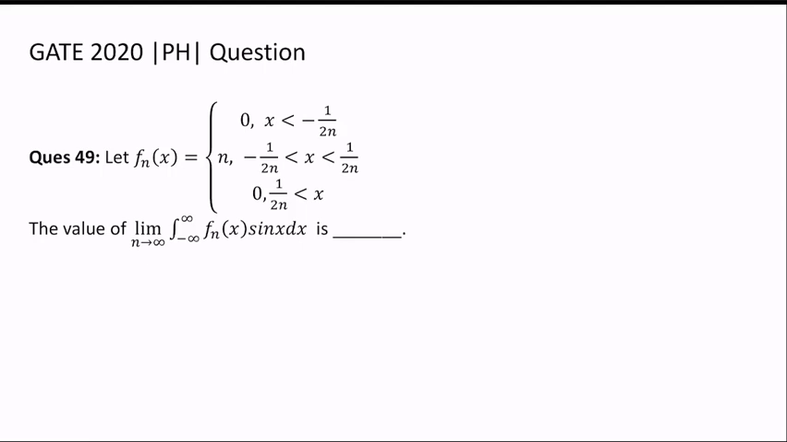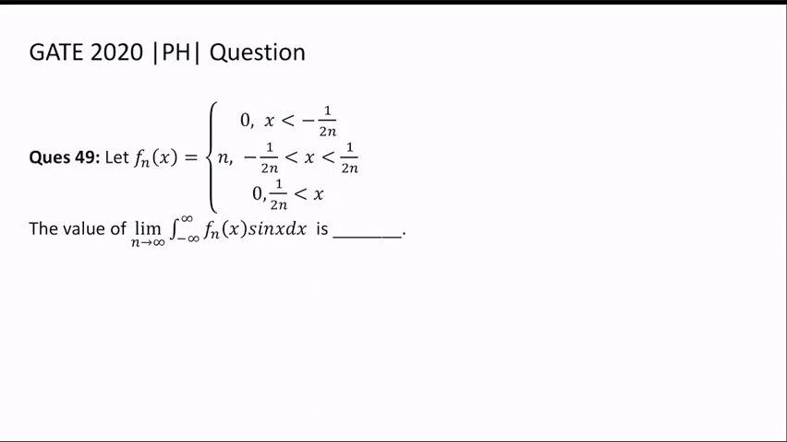Hello everyone. In this video we are going to solve question number 49 of GATE 2020 physics paper. The question is that given some function f_n(x) which is defined like this: for x less than minus 1 by 2n and x greater than 1 by 2n, the function is 0, and the value of the function is a constant n between these two limits.